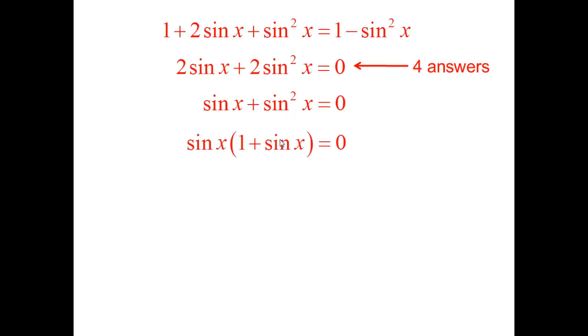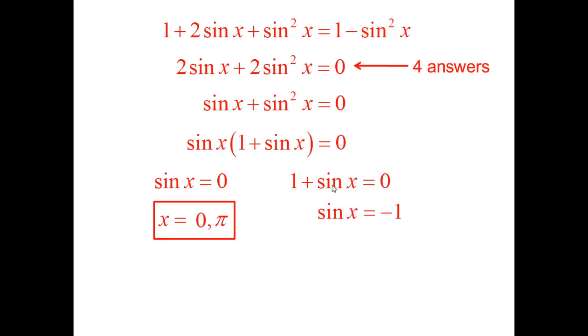I can factor out a sine because it's a quadratic binomial. That leaves me with sine and 1 plus sine. Sine equal to 0, 1 plus sine equal to 0. Sine equals 0 at 0 and pi. 1 plus sine gives me negative 1. Sine equals negative 1 at 3 pi over 2. And you may think that we're done, but we're not.